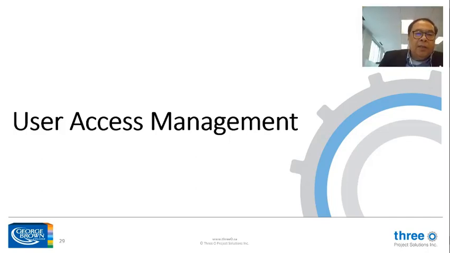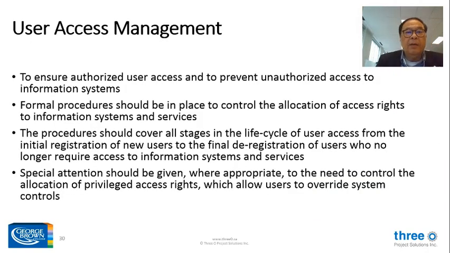Okay, so let's take a look at user access management. User access management is to make sure that users are properly authorized if they have the need to use it, and to prevent any users that don't really have the requirement. So to prevent unauthorized access. Basically, user access management means to provide authorized access to people that need it, and to prevent unauthorized access by those who shouldn't have it. Okay?